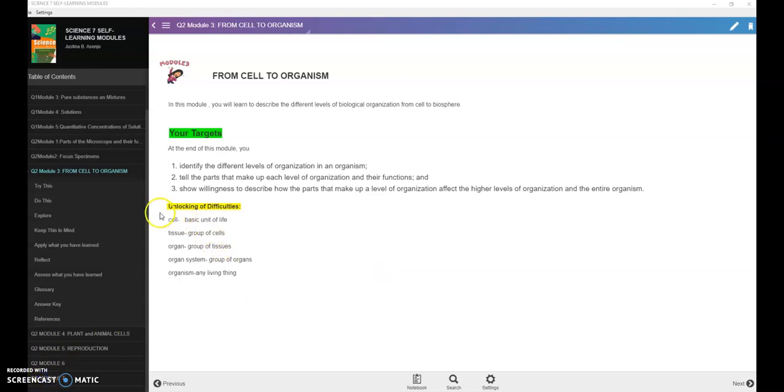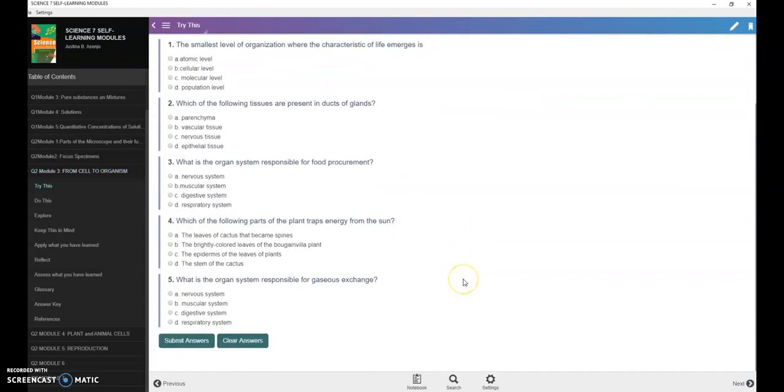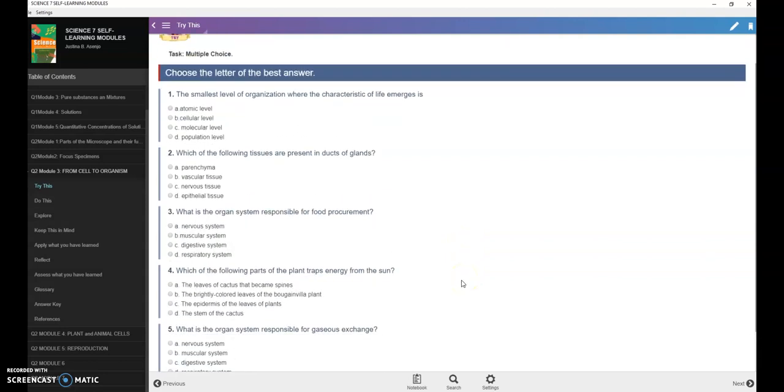And then we have the unlocking of difficulties. We have the cell, that means basic unit of life, tissue, the group of cells, organ, group of tissues, organ system, group of organs, organism, any living thing. May it be a plant, animals, right? Humans. Then we have the pretest. Okay, so the students have to answer this first to check their prior knowledge.